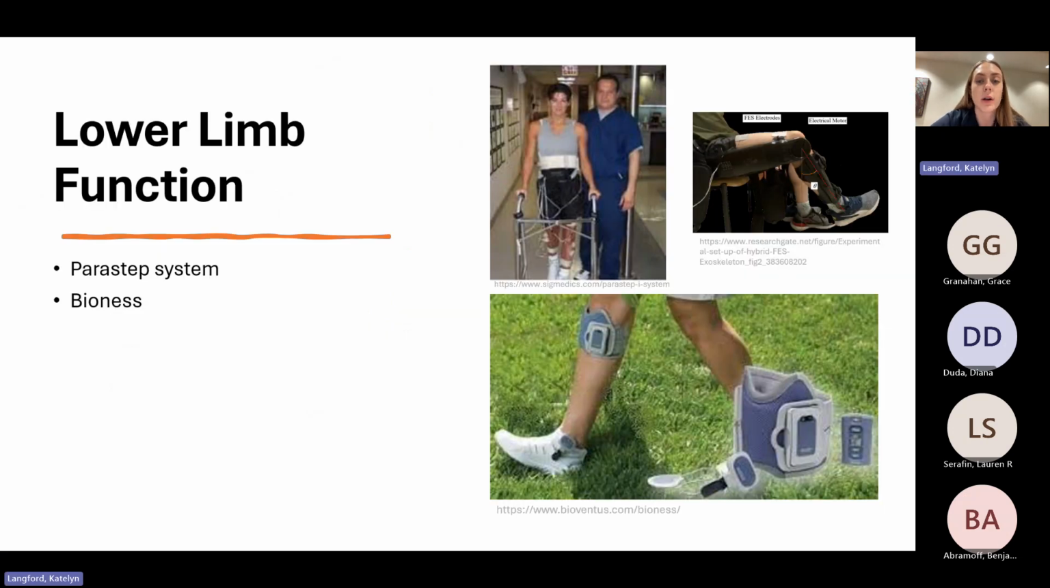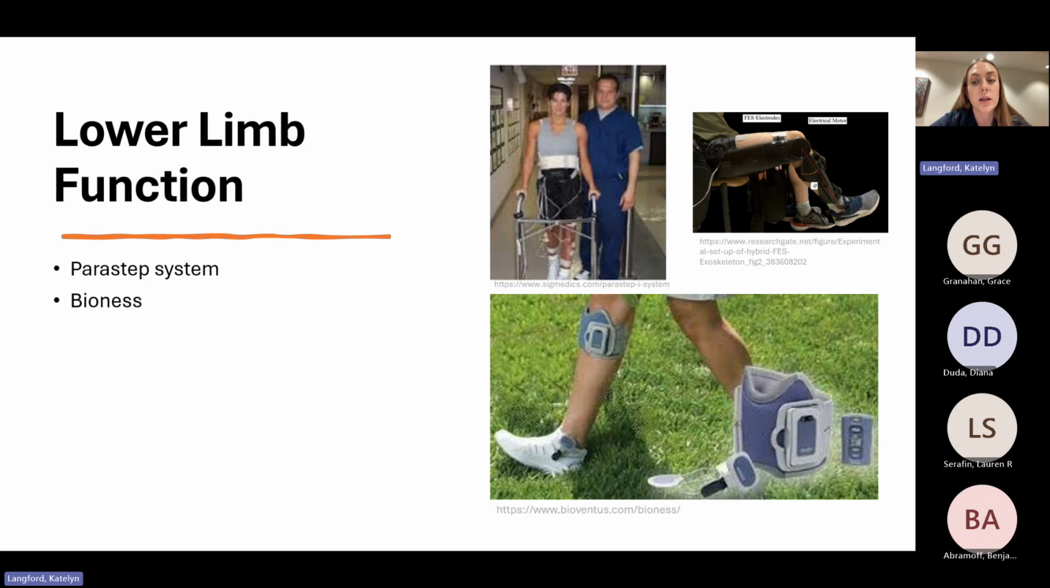Similarly, the lower limb function, this can also be broken up into the surface, percutaneous, and implantable systems. I know in a lot of our patients, we just had a spinal cord injury that he was trying to use his BioNess system for some foot drop, and he was doing great with it. So that's a surface level, just like it would be in the upper limb.